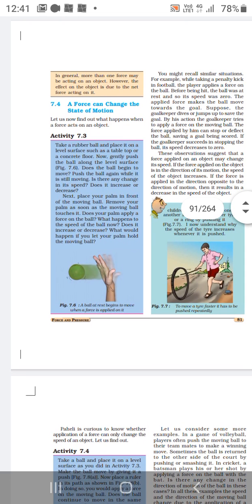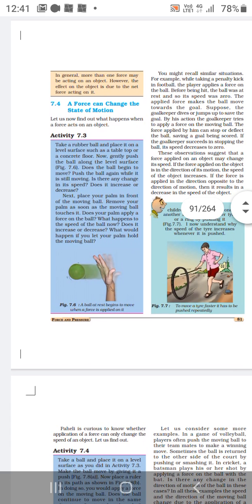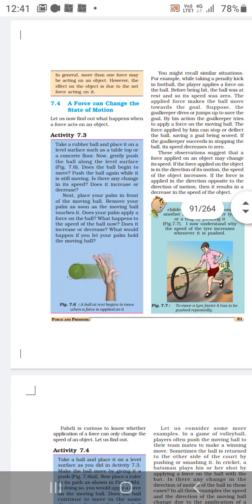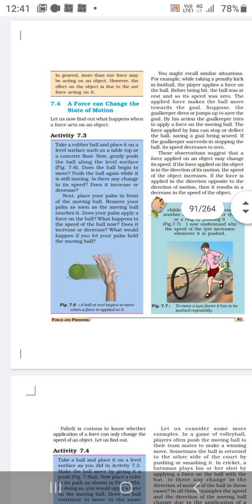The amount of force is measured by something called its magnitude.